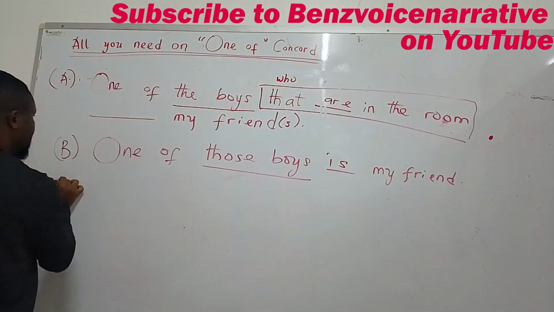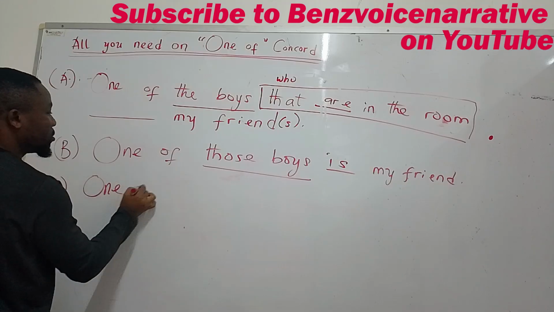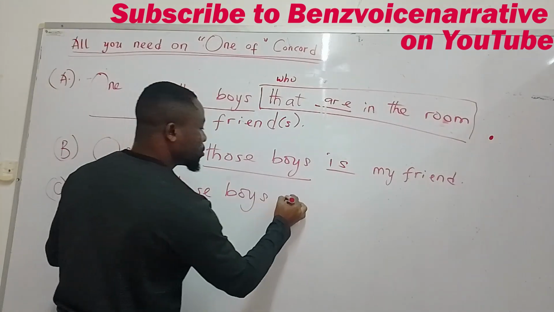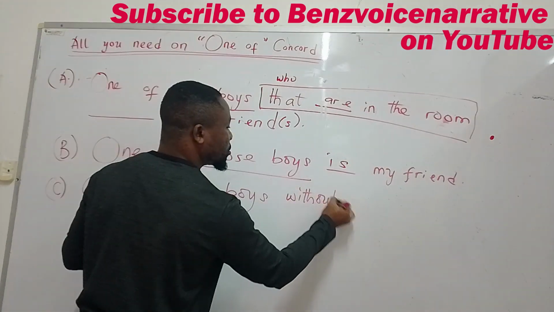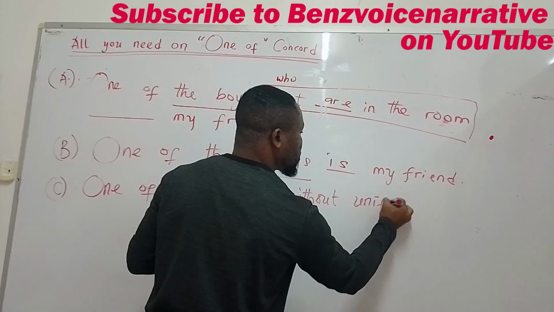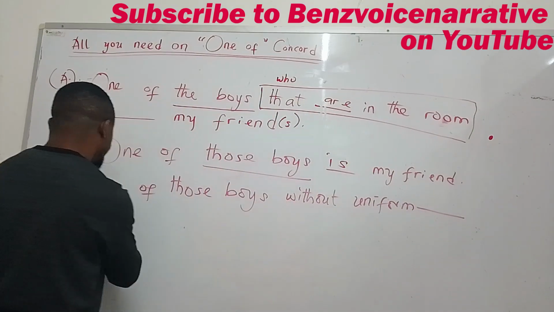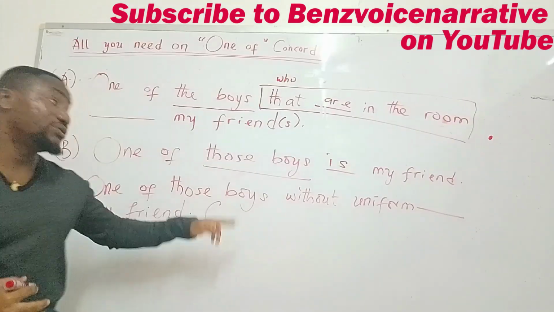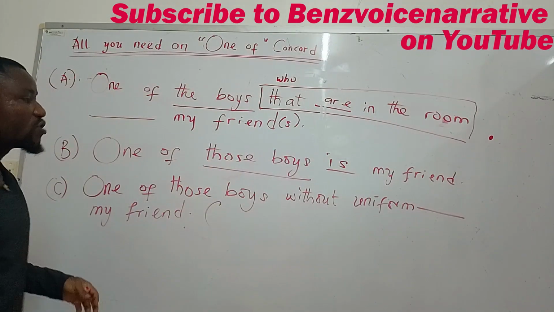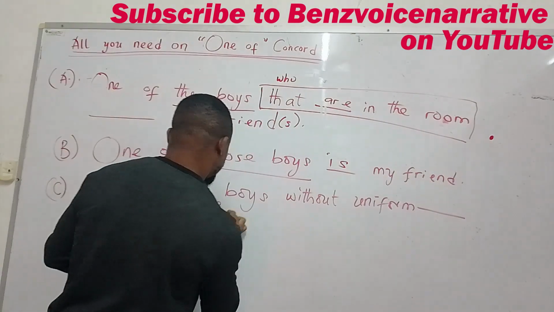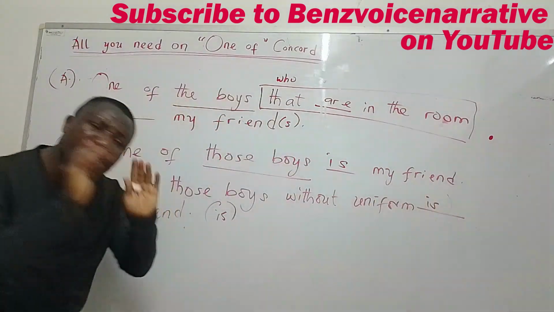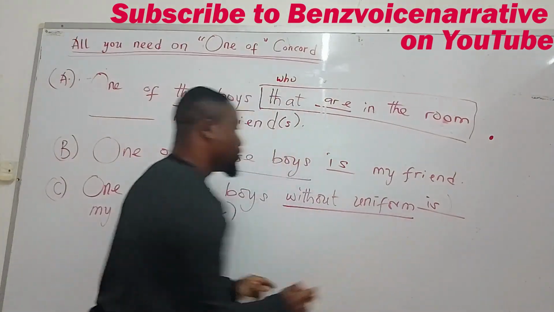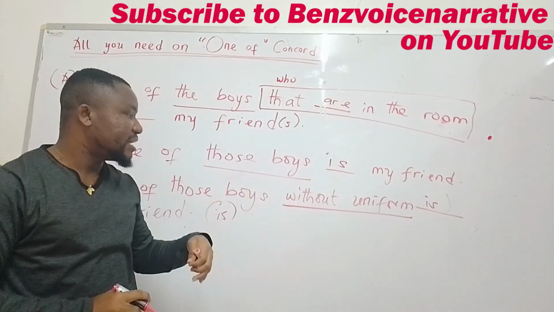Now, let's look at this. One of those boys without uniform dash my friend. The answer here is still the same as this. One of those boys without uniform is my friend. Which boys are you talking about? The ones without uniform. Here, the verb has been swallowed. The verb is intrinsic, but you don't know what the verb is.